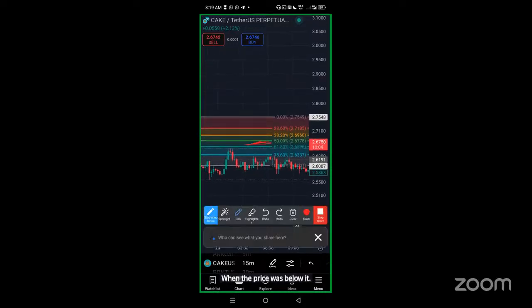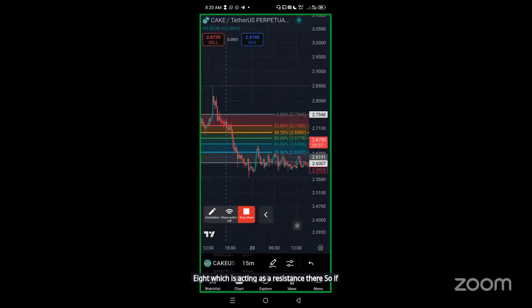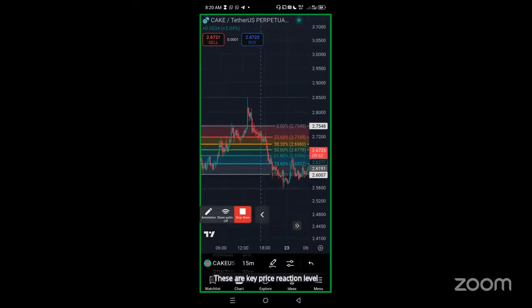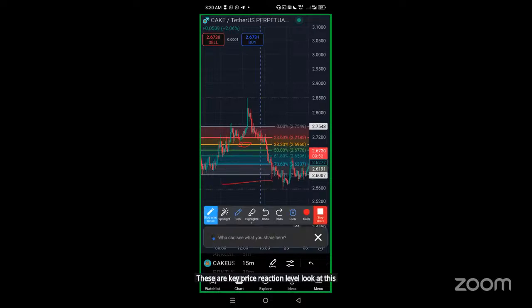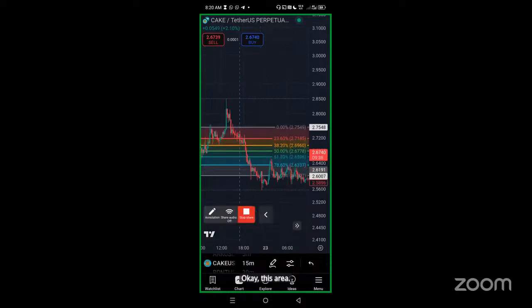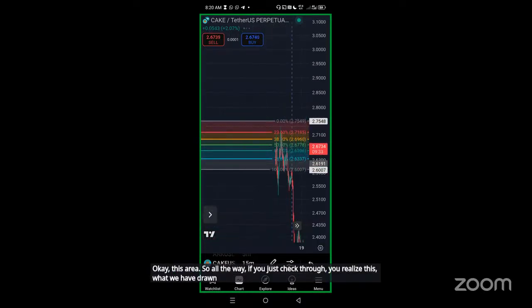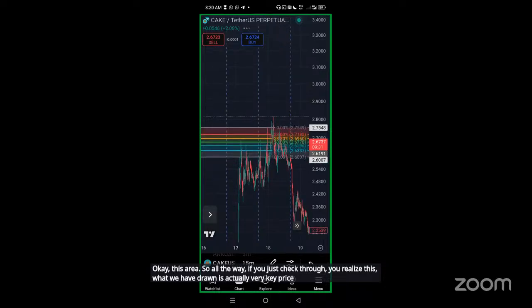And this one here, it is the 61.8, which is acting as a resistance there. So if you check all the way back in history, these are key price reaction levels. Look at this. See that? The 38.2, it's a key reaction level. So all the way, if you just check through, you realize what we have drawn is actually a very key price reaction level in history.